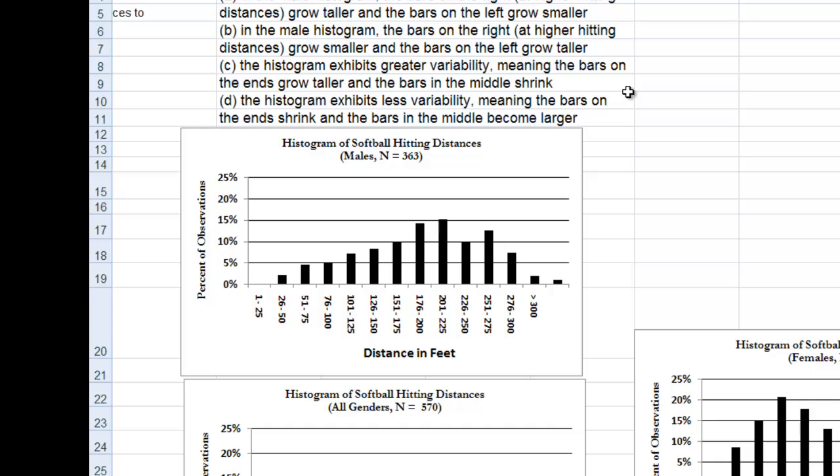That is the end of this tutorial, and hopefully it helped you understand what it means when histograms clump together, when histograms start to exhibit more variability and scatter apart, and what happens to histograms when the average of a variable changes.